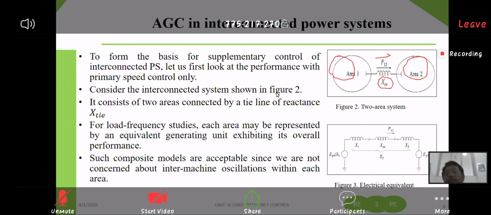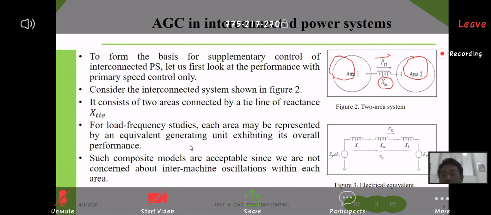Okay, so now for low frequency studies, with this two area system, just using this block diagram we will not be able to understand anything. Just here we can say that power is transmitting from area 1 to 2, but let's modify this two area system or represent it by an electrical equivalent circuit. For low frequency studies, such an area might be represented by an electrical equivalent circuit.